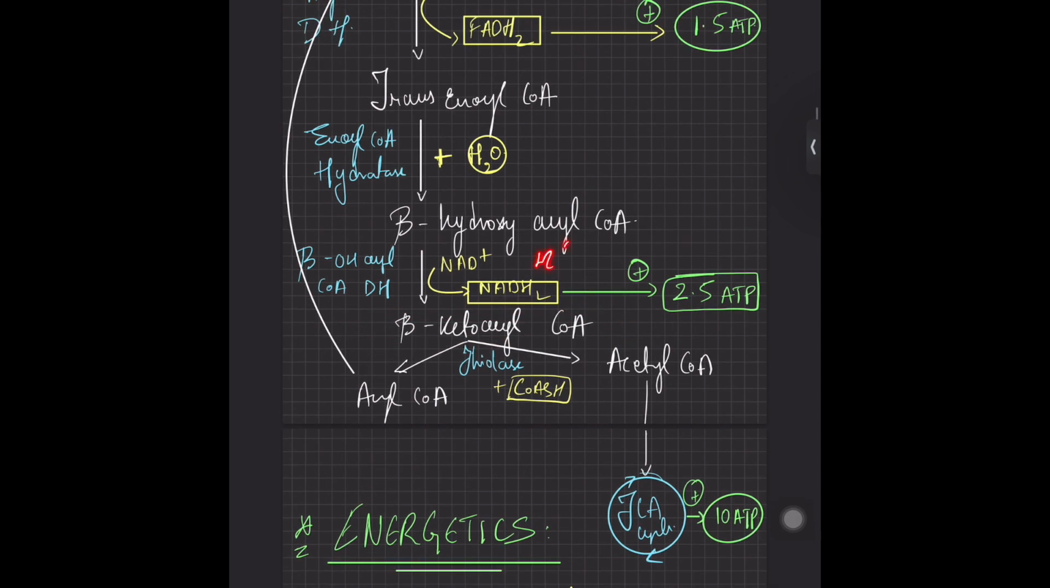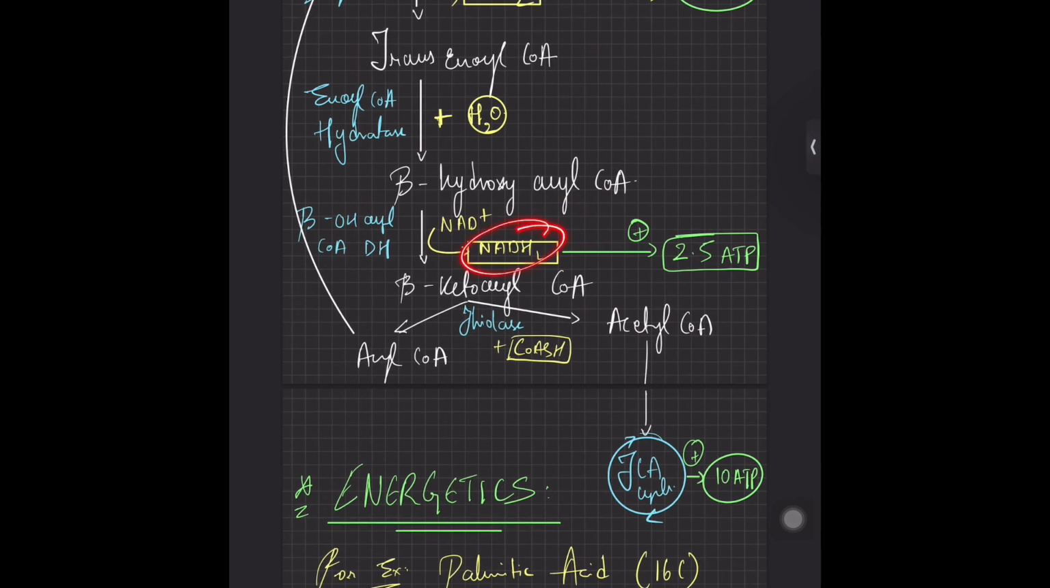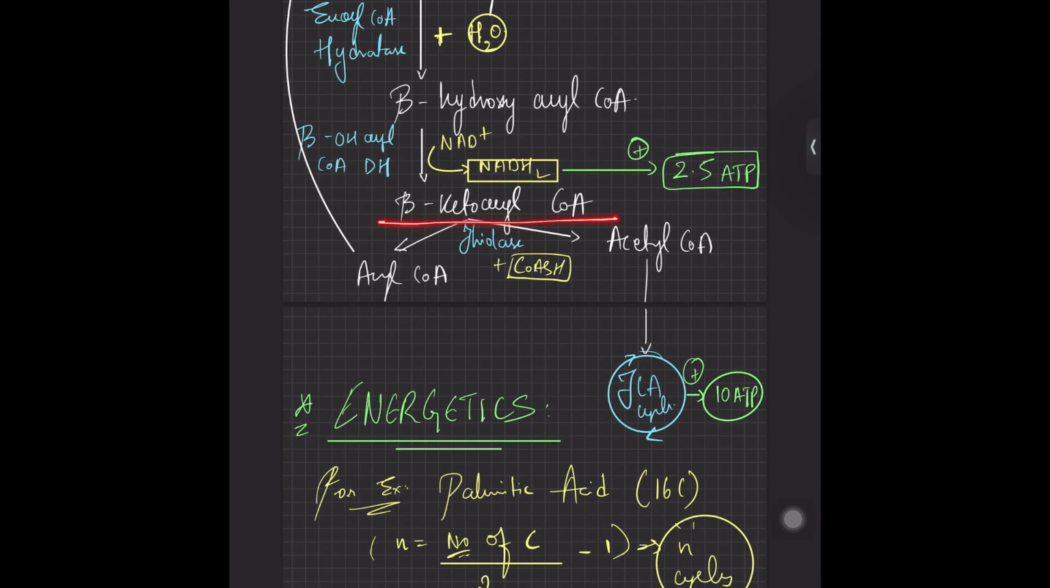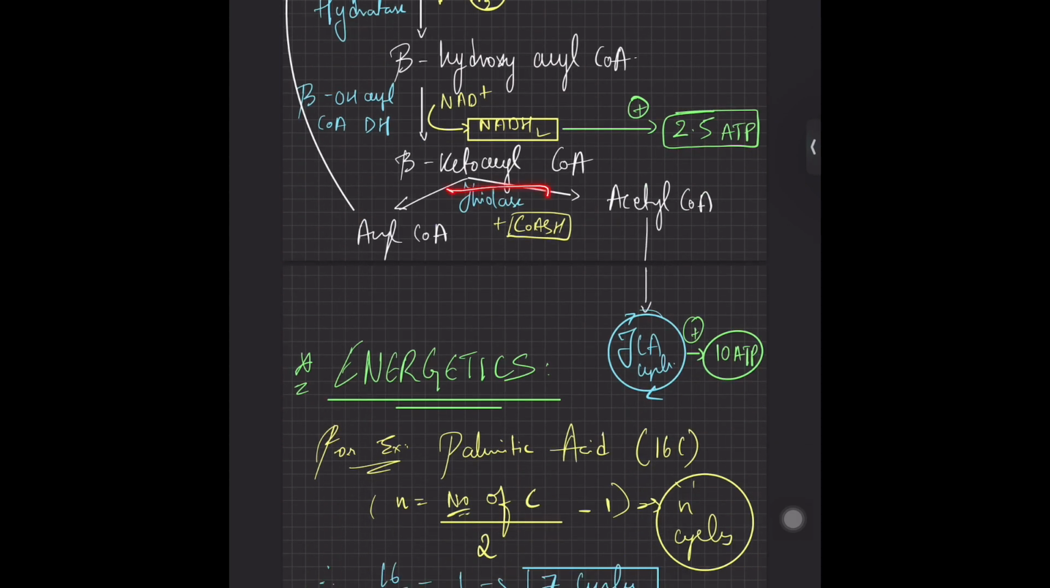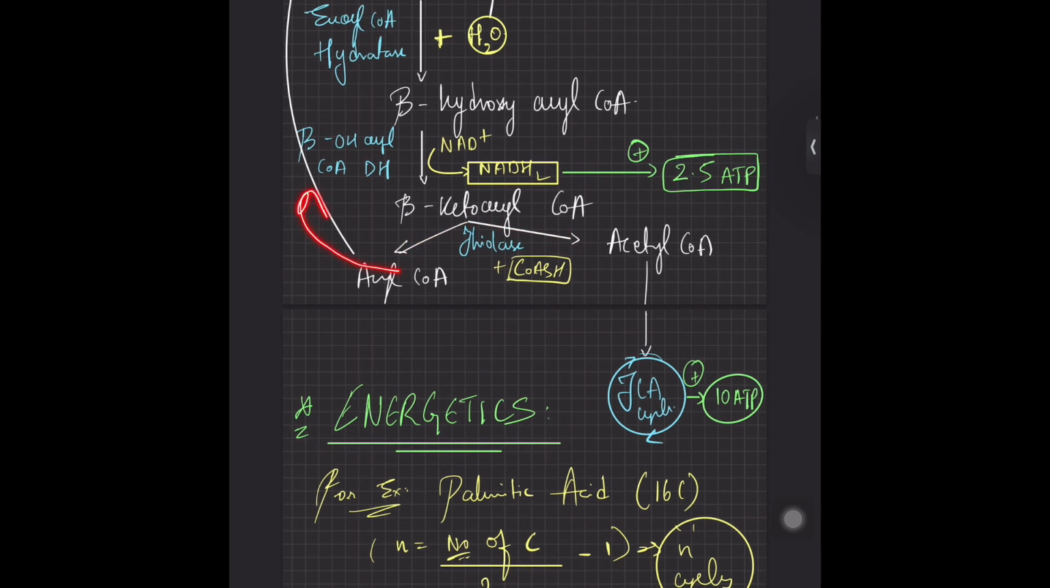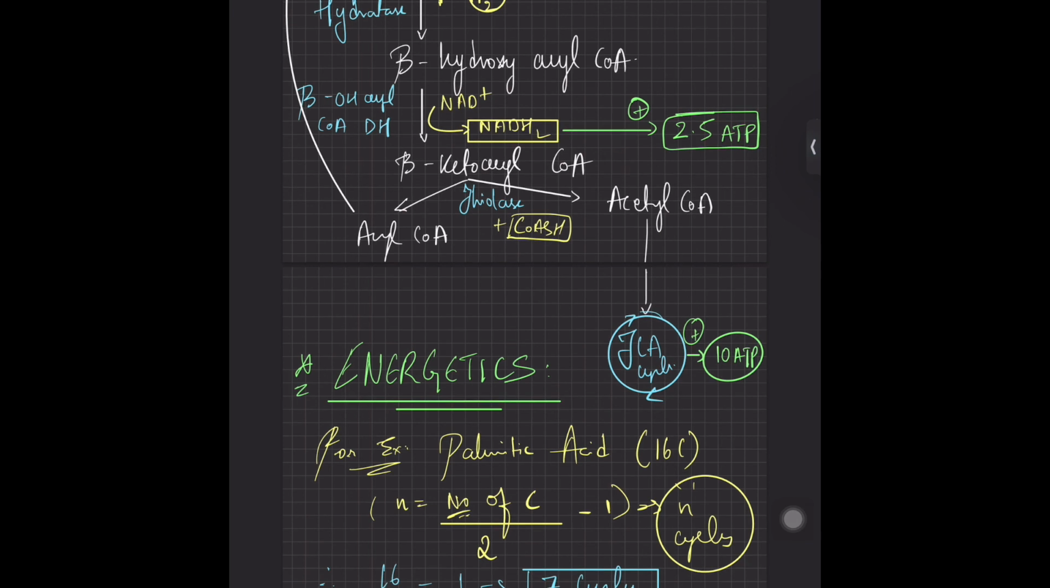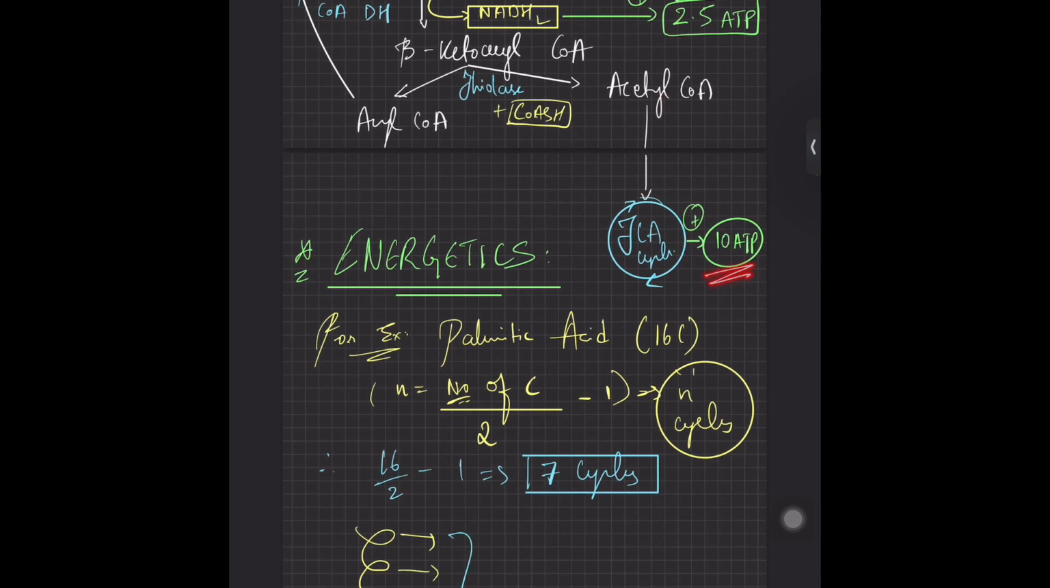Here again, the hydrogen atoms will go and bind with NAD to form NADH2, which yields 2.5 ATP when entered into the ETC. Then beta-ketoacyl CoA, the fourth process being thiolytic cleavage. In thiolytic cleavage, beta-ketoacyl CoA upon reaction with thiolase will be converted into acyl CoA and acetyl CoA. The acyl CoA will be reused for the same process, and then the acetyl CoA will be entering the TCA cycle where it gives 10 ATP.